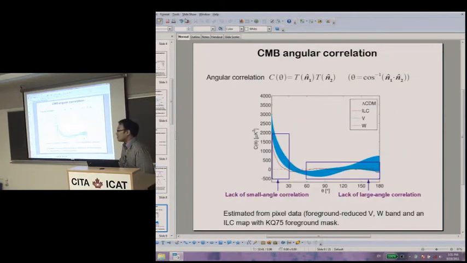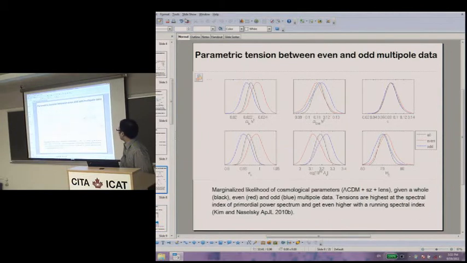And how many multipoles did you use? We use only the Planck data, so it's up to 1,200 or 1,100.